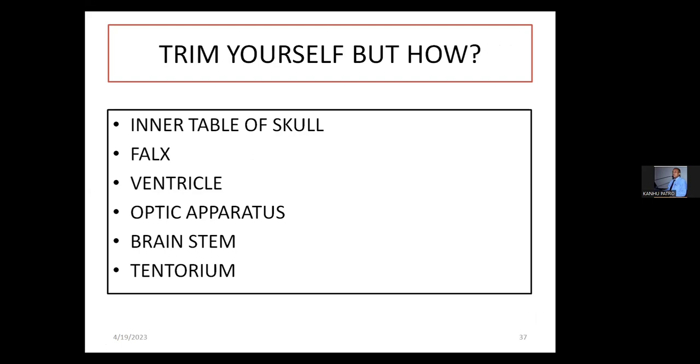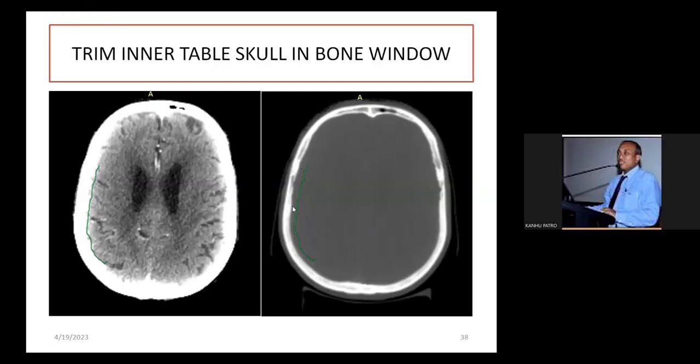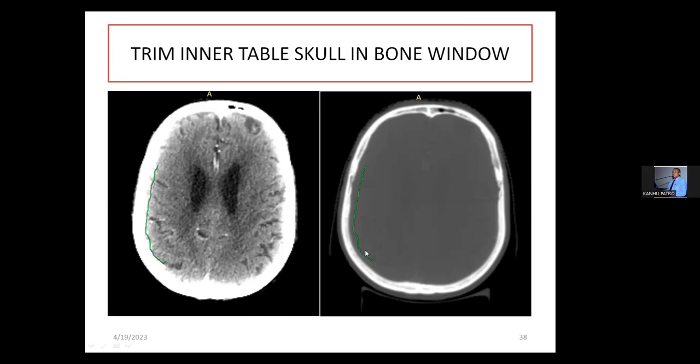You have to trim your CTV from the skull, falx, ventricle, optic apparatus, and brainstem, tentorium. Suppose this green line is your CTV. If you are trimming away from the brainstem or the skull, always trim in the bone window, not in the brain window. Extra tissue you can find here. When comparing the bone window to the brain window, you can see there is a high chance of missing. So never trim your CTV in the brain window. Always trim in the bone window.